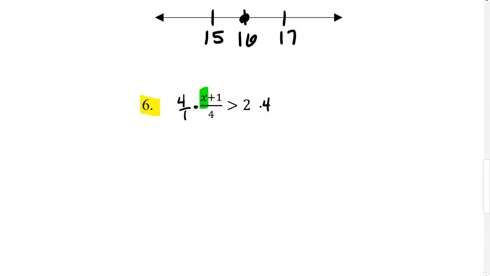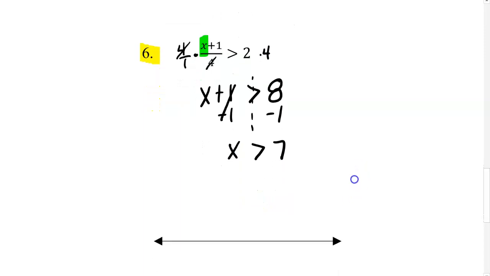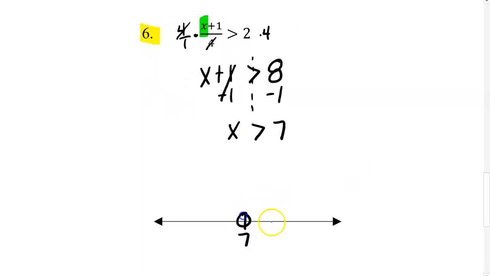Please, please, please don't try to put this 4 with the x plus 1 here. When you're multiplying by 4 over 1, this 4 and this 4 are dividing out, so you don't need to multiply the 4 to anything else. Just x plus 1 comes down, and we have an 8 on the right-hand side. And then we would subtract 1 and get x is greater than 7. To graph this, we would put an open circle on 7. All the numbers that are bigger than 7 are to the right.